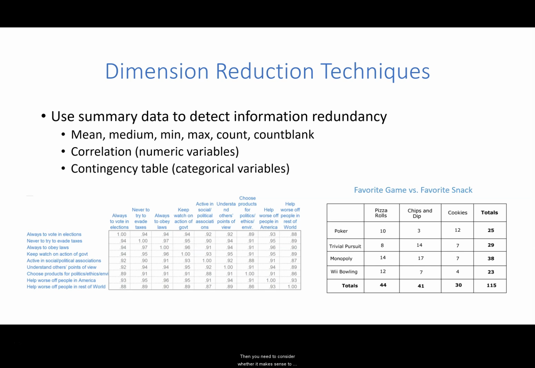Then you need to consider whether it makes sense to include all these variables, because you are simply having a lot of variables that are telling you the same thing. That is why we say that sometimes when there are a lot of data, it may not have a lot of information. For example, if you look at the correlation matrix at the bottom left of this slide, you would notice that all of these items are highly positively correlated because of the close to 1 correlation coefficients.